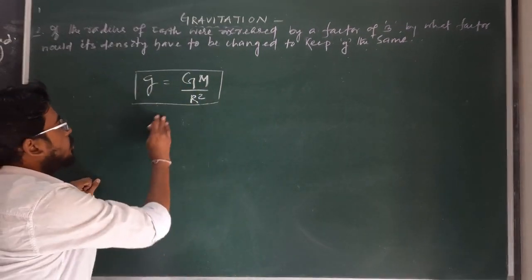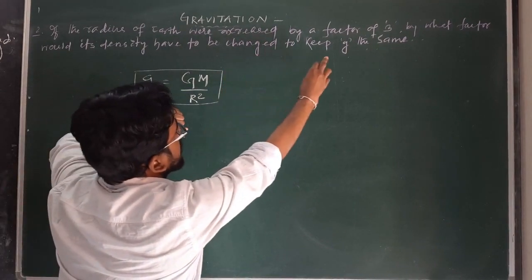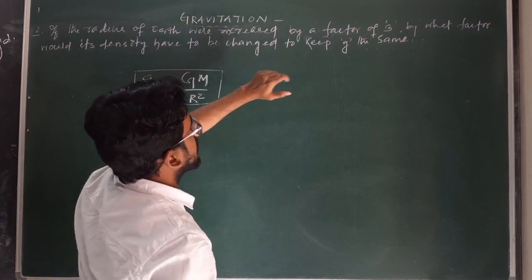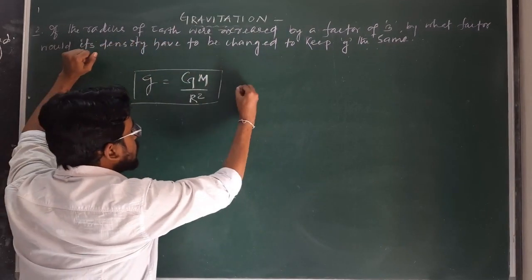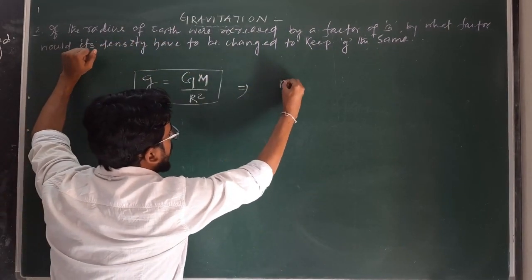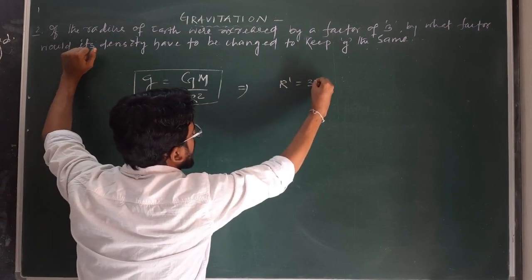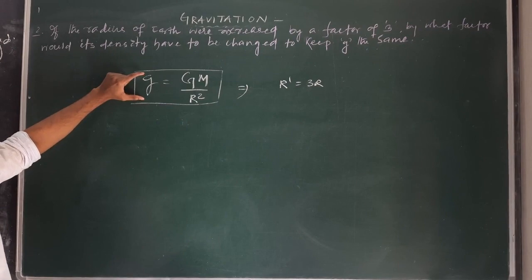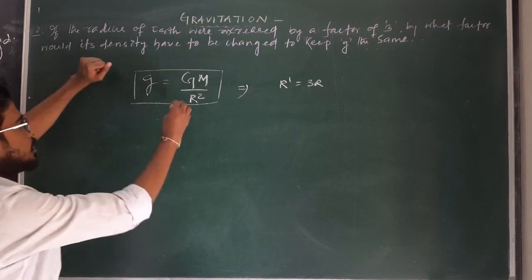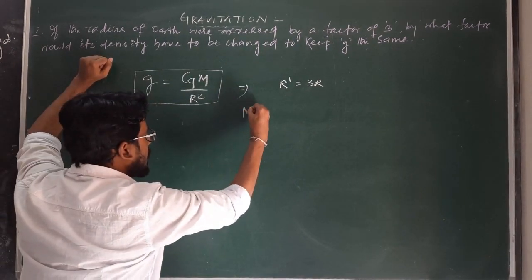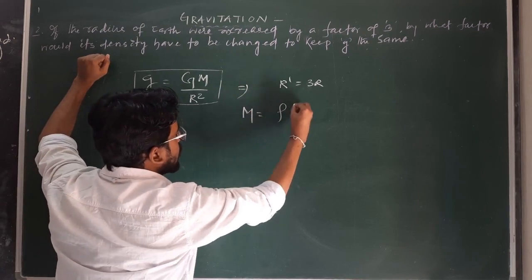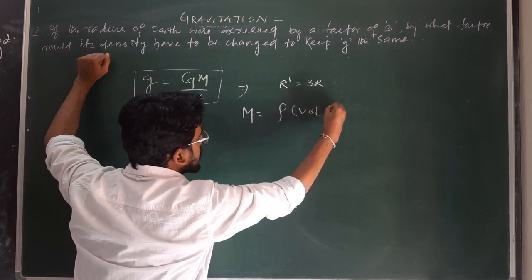Clear? As asked here, the radius of the planet is increased by a factor of 3, that means for the new planet r dash is equal to 3r. Then how does the density have to change to keep the acceleration due to gravity constant? Here we can represent the mass of the planet m as the density of the planet rho into the volume of the planet. Clear?